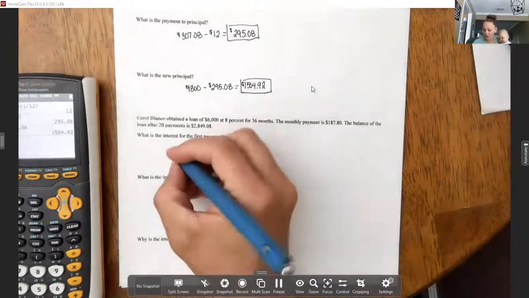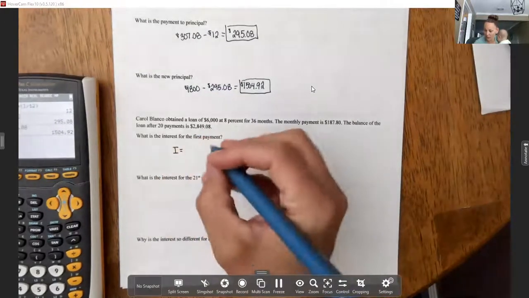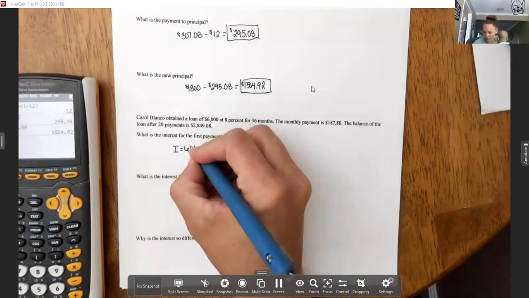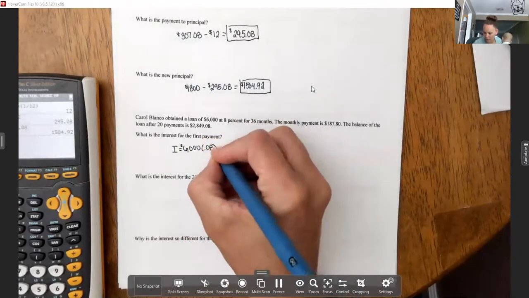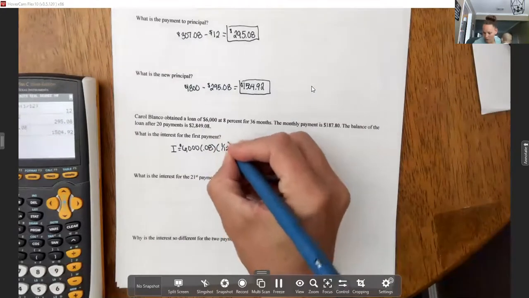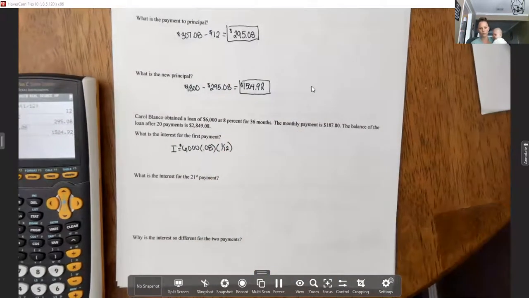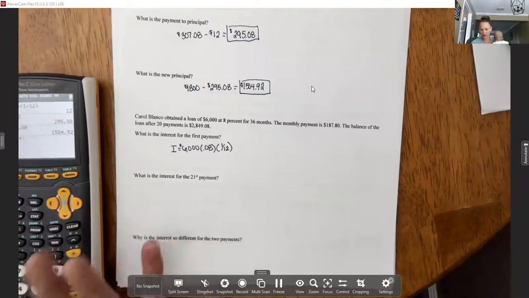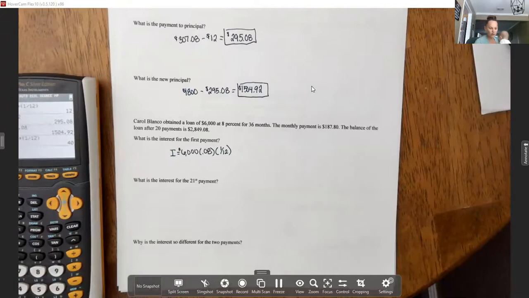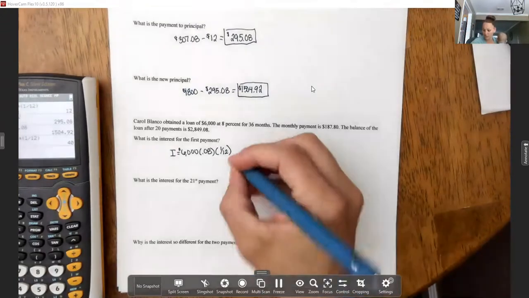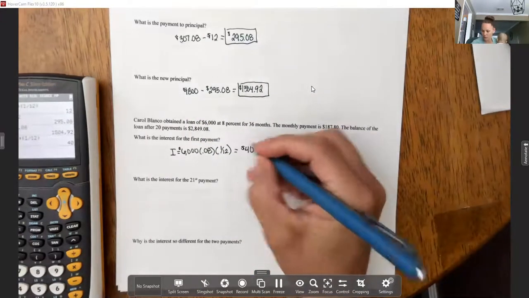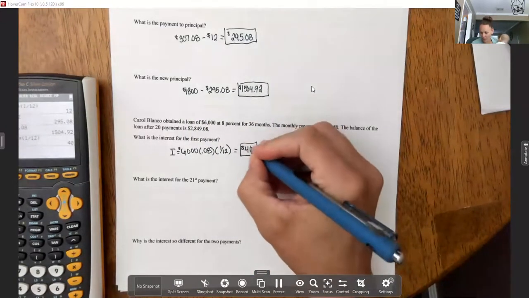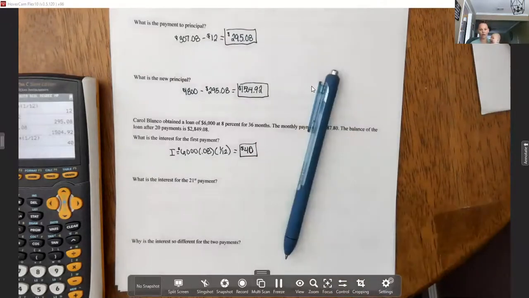Same thing. The interest for the first payment, we take the principal. She hasn't paid anything. So the principal is $6,000 times the 8% times 1/12. So 6,000 times the 8% times 1 divided by 12, $40. So from that first payment, the bank is going to keep $40.